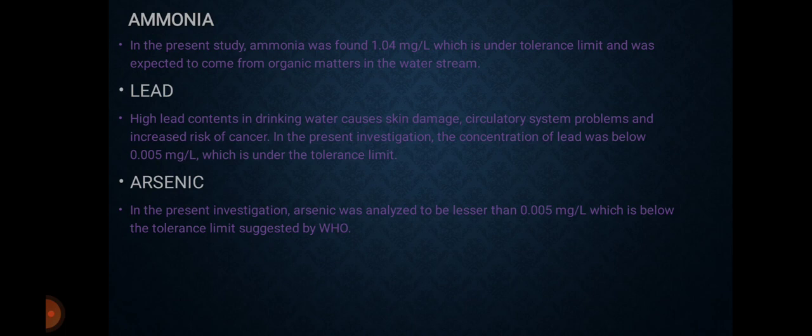Ammonia. In the present study, ammonia was found to be 1.04 mg per liter, which is under the tolerance limit and was expected to come from organic matter in the water stream. Lead. High lead content in drinking water causes skin damage, circulatory system problems, and increased risk of cancer. In the present investigation, the concentration of lead was below 0.005 mg per liter, which is under the tolerance limit. Arsenic. In the present investigation, arsenic was analyzed to be less than 0.005 mg per liter, which is below the tolerance limit suggested by WHO.